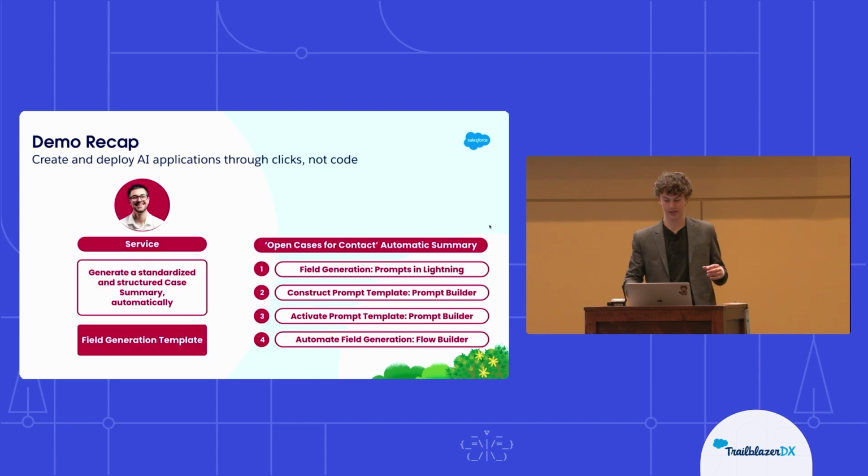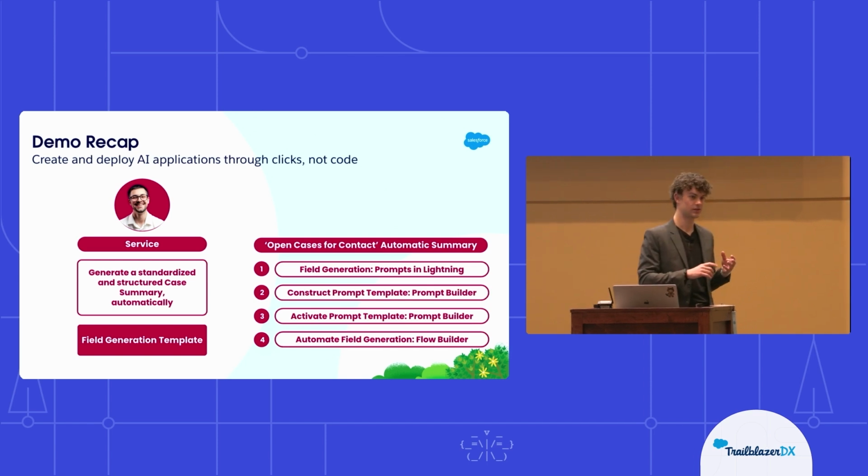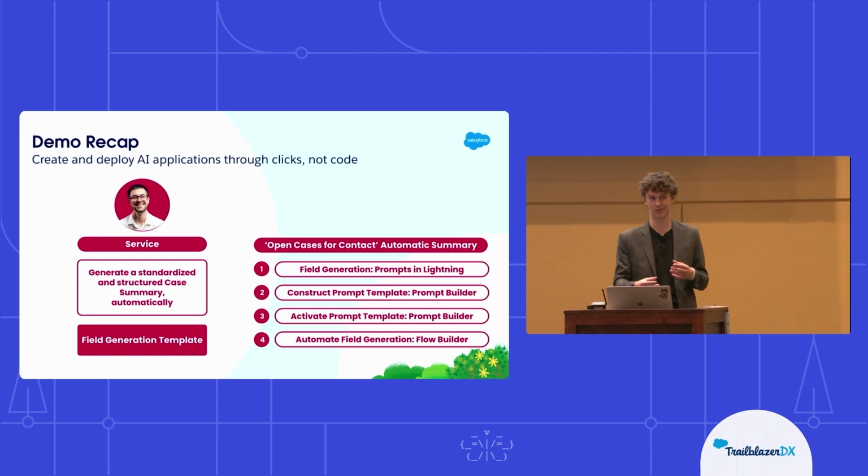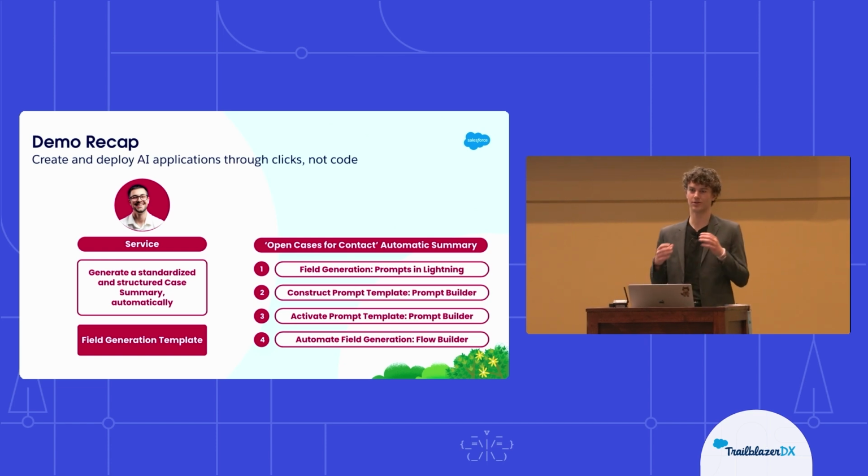In our service use case, we followed a similar process. We set up our field generation prompt in Lightning. And then we showed you how behind the scenes, you're again just constructing and activating your prompt template and then how you can use flows to automate the invocation of this prompt template in the relevant workflows to make sure that the data on your contact records is up to date at any given moment in time.